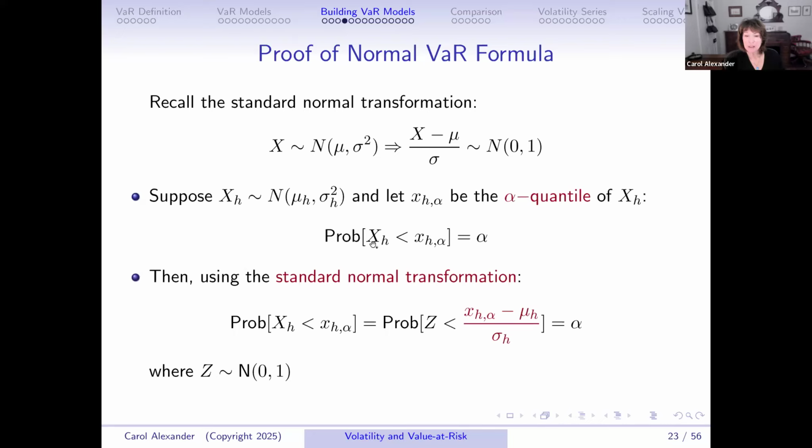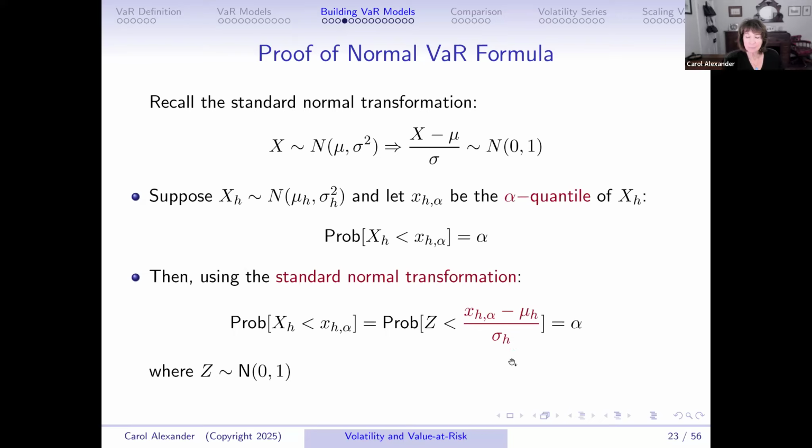So if I take off something from capital X_H, I have to take off the same thing from little x_H alpha. So if I want to take away mu_H and divide by the standard deviation, I'm going to do capital X_H minus mu_H over sigma_H. So I get to do it to that side. I get Z, because applying the standard normal transformation to that side gives me Z. Applying the standard normal transformation to this side gives me this number here.